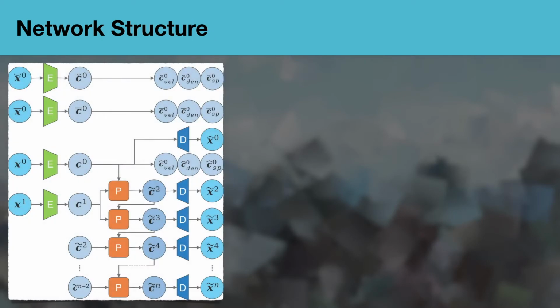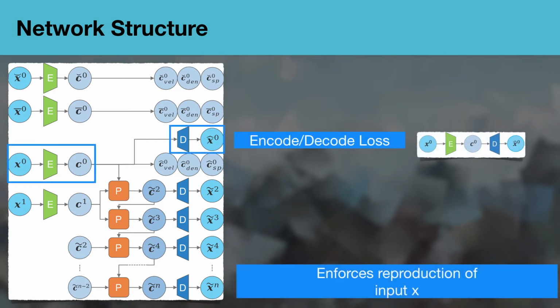This is our proposed network structure. It consists of three parts, the first one being our autoencoder that contains an encoder and decoder block as described before. The autoencoder enforces spatial compression and yields our latent space domain C.